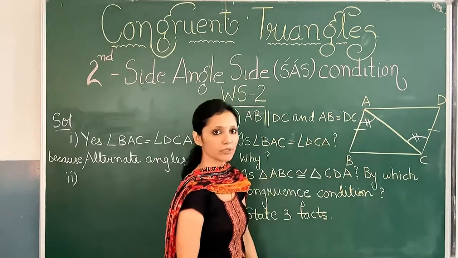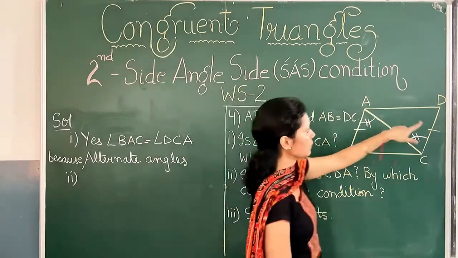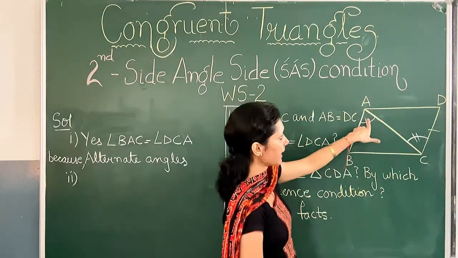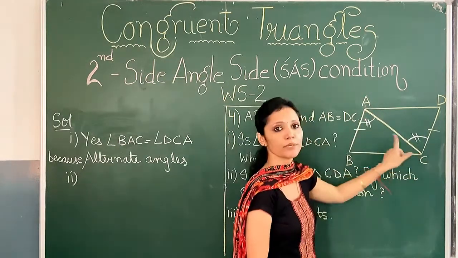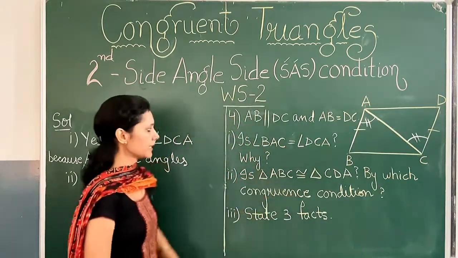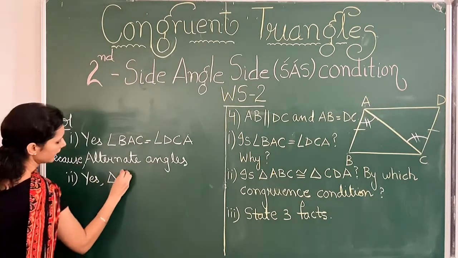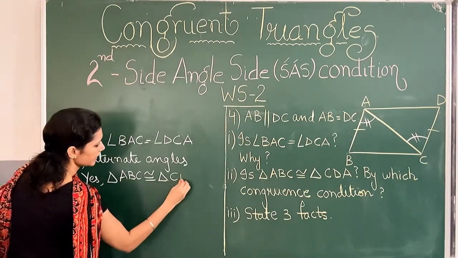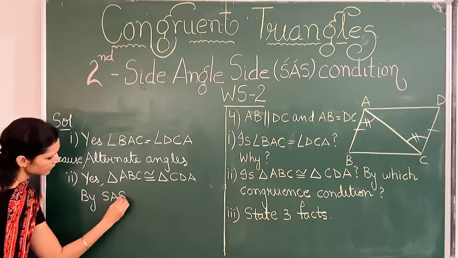What pairs are equal to each other? As it is given in the question, AB of one triangle is equal to CD of the other triangle. One side is equal. Then we have just proved that this angle is equal to this angle. And this side, the third side AC, is common to both the triangles. So SAS, these three conditions are satisfied. So we say yes, triangle ABC is congruent to triangle CDA by SAS congruency.